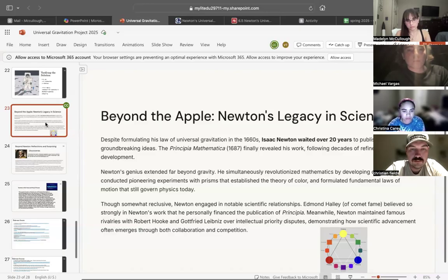Though somewhat reclusive, Newton engaged in notable scientific relationships. Edmund Halley of comet fame believed so strongly in Newton's work that he personally financed the publication of Principia. Meanwhile, Newton maintained famous rivalries with Robert Hooke and Gottfried Leibniz over intellectual property disputes, demonstrating how scientific advancements often emerge through both collaboration and competition.